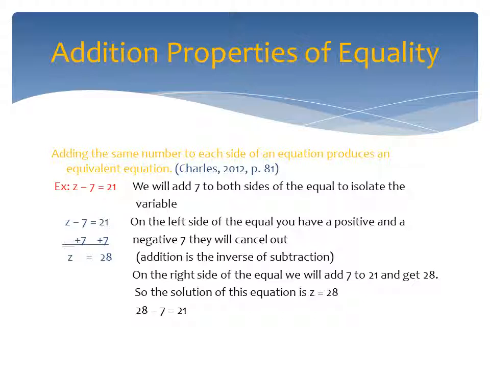On the right side of the equal sign, we will add 7 to 21 and get 28. So the solution of this equation is z is equal to 28. Plug 28 in for z to check your answer. 28 minus 7 is equal to 21.